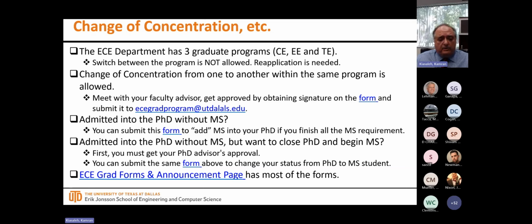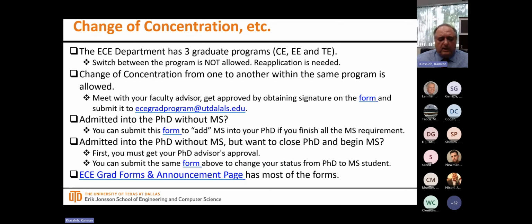Now, there are a couple of issues that have come up in the past. I want to talk about that. You have admitted a student into the PhD without a master's, but he wants to finish his PhD and get a master's. There's a form for you to fill out. These forms have to be filled out in both cases. You can actually add a master's degree to your PhD program. And the reason that you want to do this, sometimes the students want to have at the end of their degree that it shows that they got a master's degree as well.